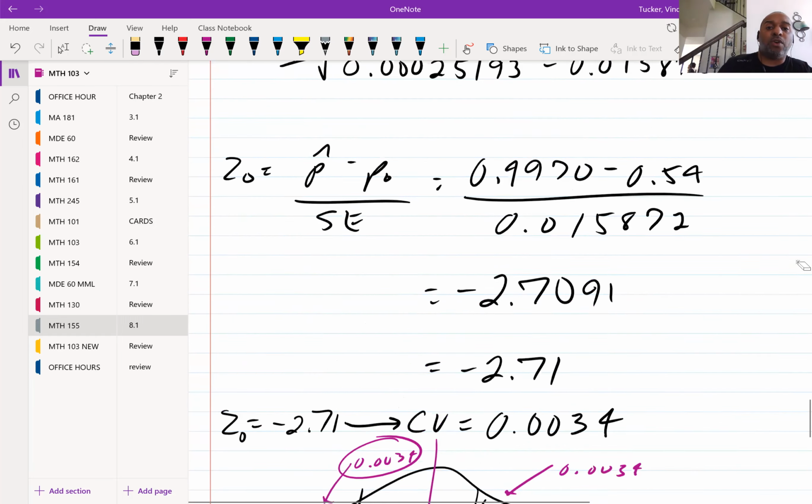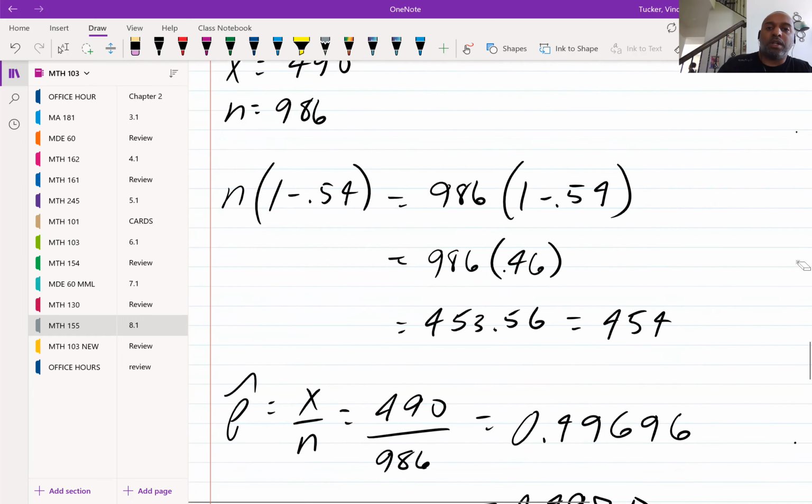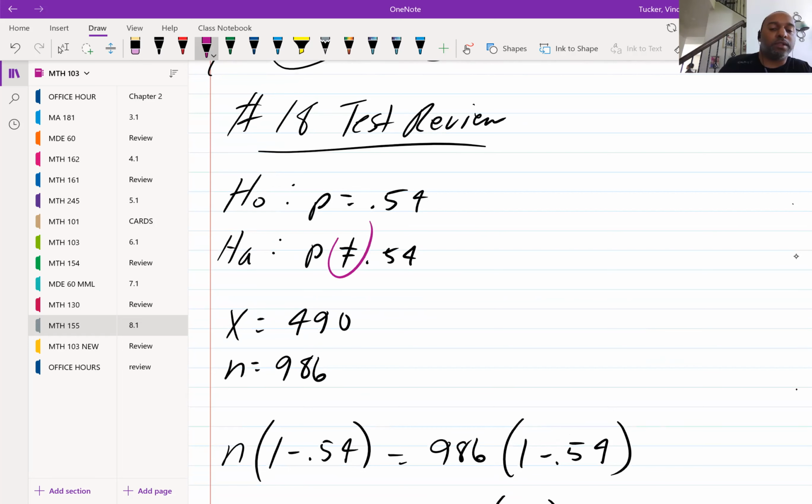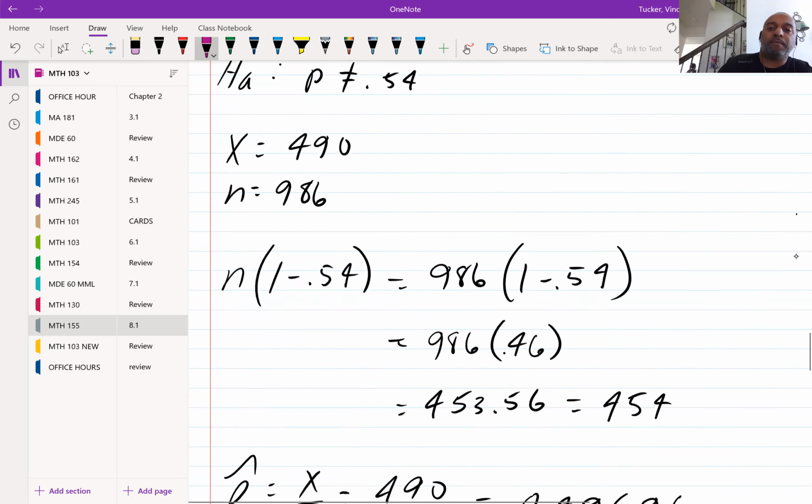But once again, that's only for two-tailed. Okay. That's only for two-tailed. Yep, no problem.